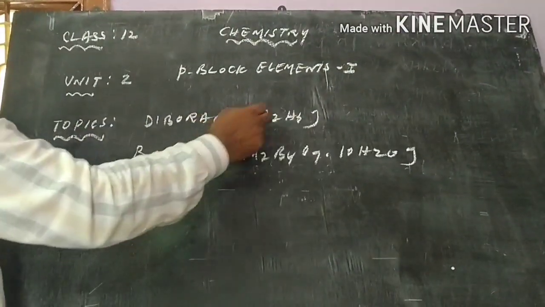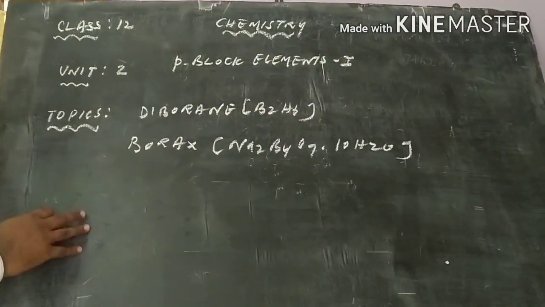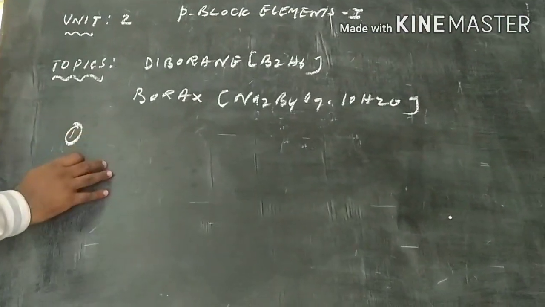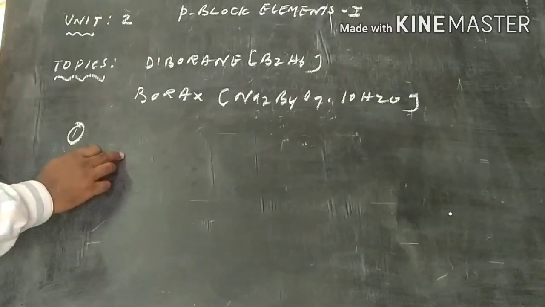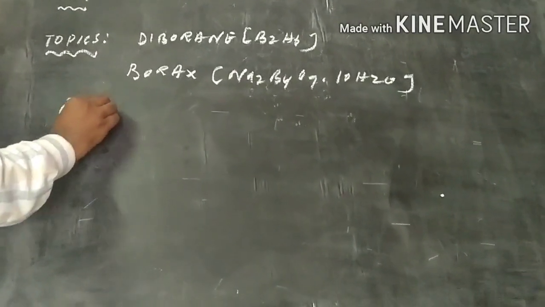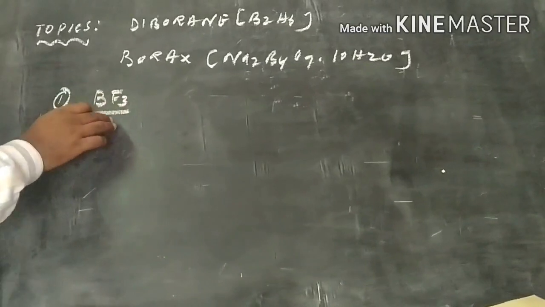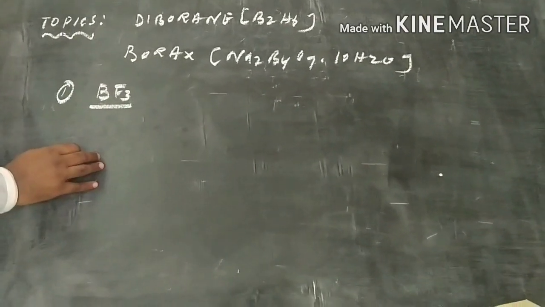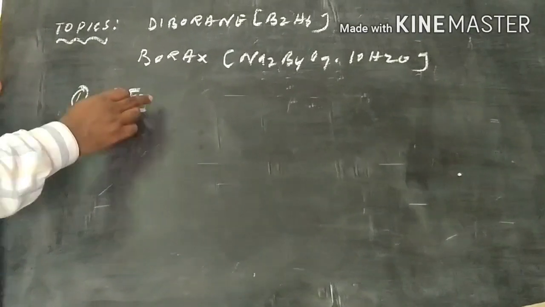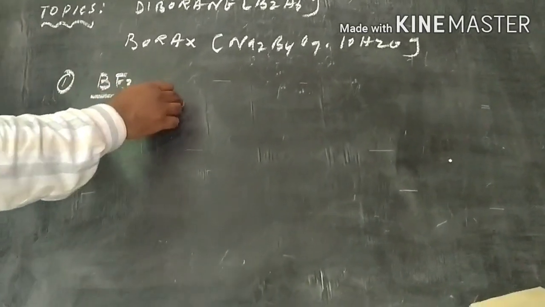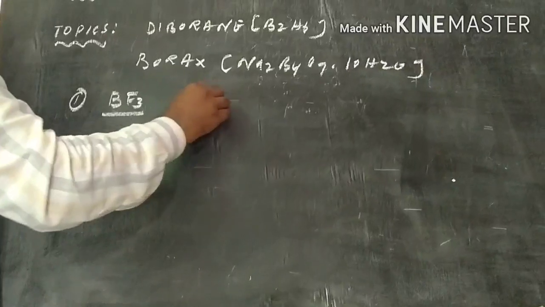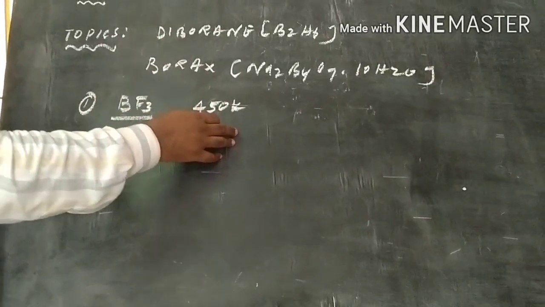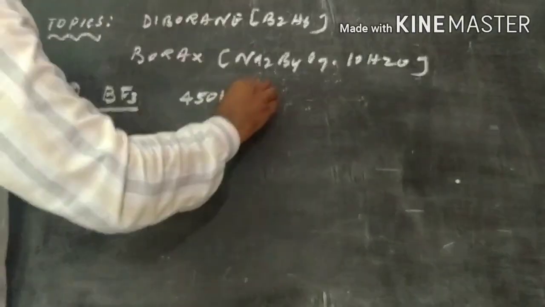The first one, diborane. Diborane formula B2H6. Preparation of diborane. First method, industrial production. Boron trifluoride reacts with the metal hydride at around 450 Kelvin to give diborane.